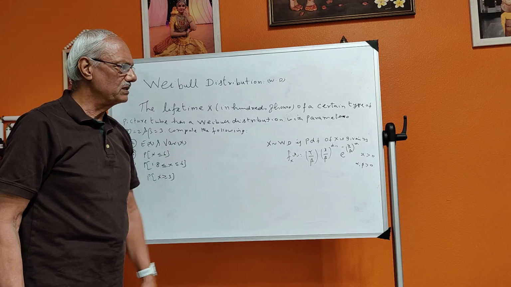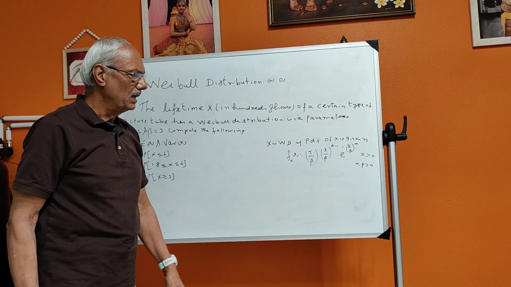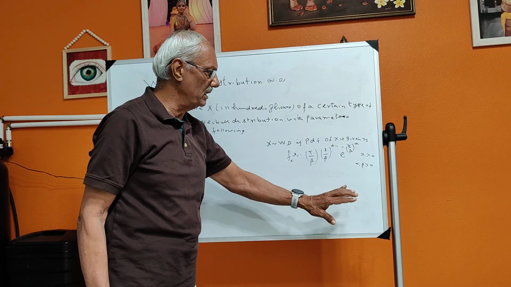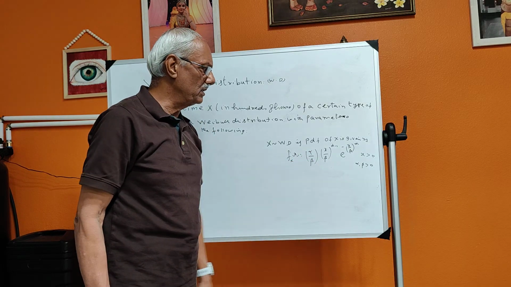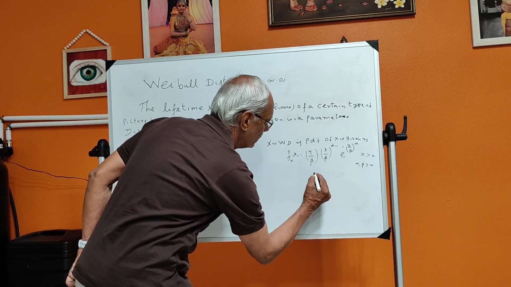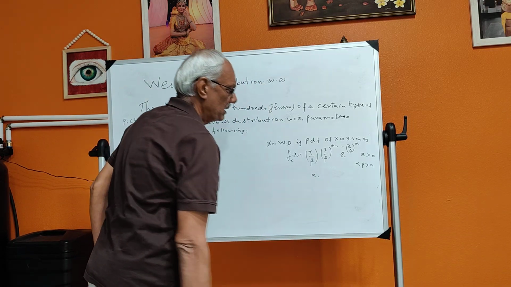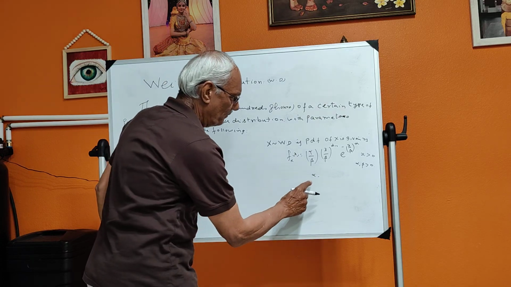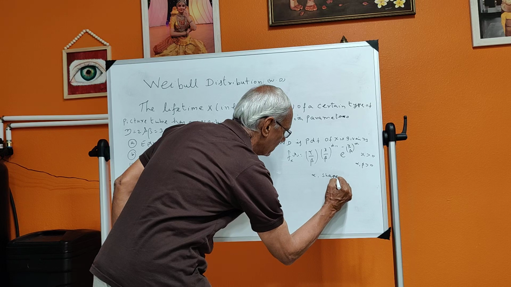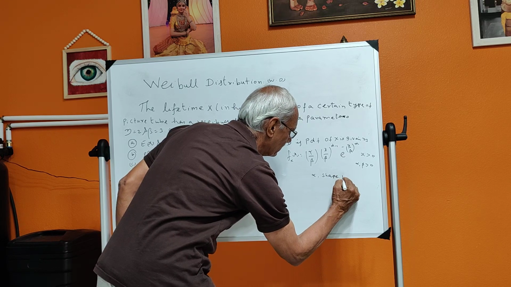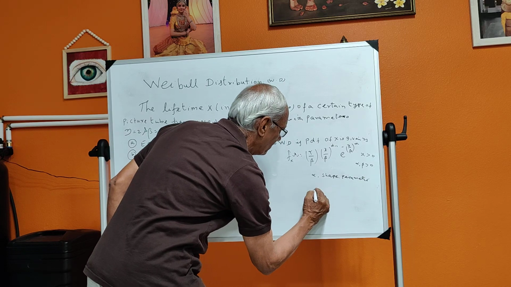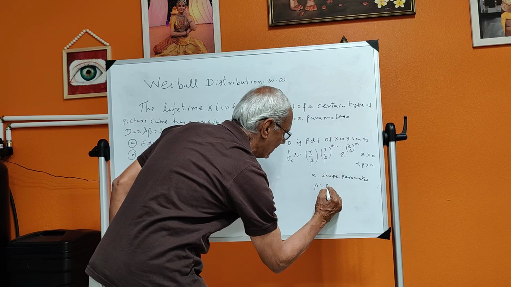This is a continuous random variable and the range of it is from 0 to infinity, and these two are parameters. Alpha is called the shape parameter, and beta is called the scale parameter.